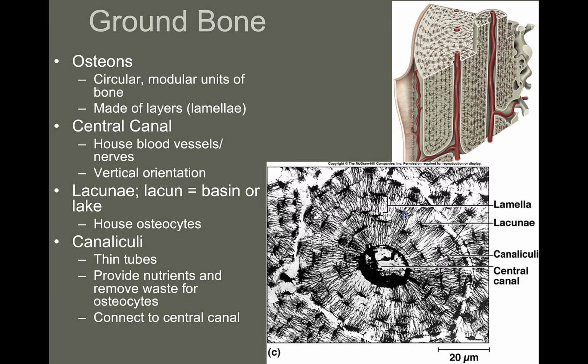Now, these osteocytes need to communicate with each other, and they need to receive nutrients from the central canal. So there are thin little tubes called canaliculi. They look like sort of the spider legs coming off of our lacunae that actually reach out to other osteocytes and lacunae and are going to allow nutrients and wastes to diffuse in and out and communicate with other osteocytes.